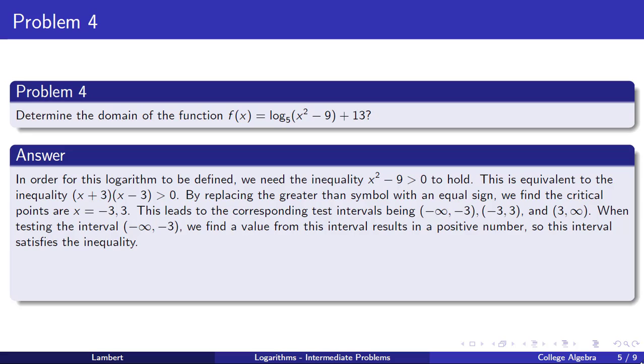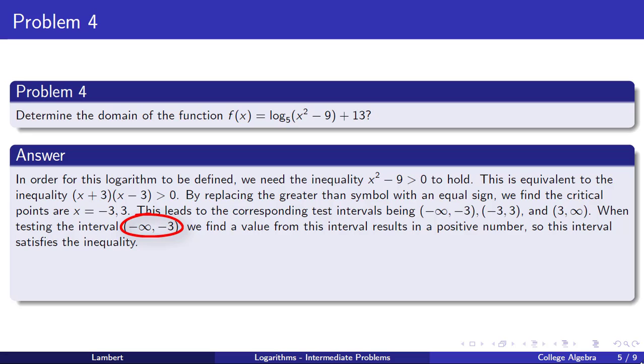For example, if you plug in, say, -4, -4 the quantity squared is 16, minus 9 is 7, and 7 is a positive number. Notice 7 is greater than 0. So everything in that interval, -infinity to -3, there was nothing special about me choosing -4 there. Everything within that interval is going to satisfy this inequality. So that's a good one. We'll mark that as one of our ones to use.